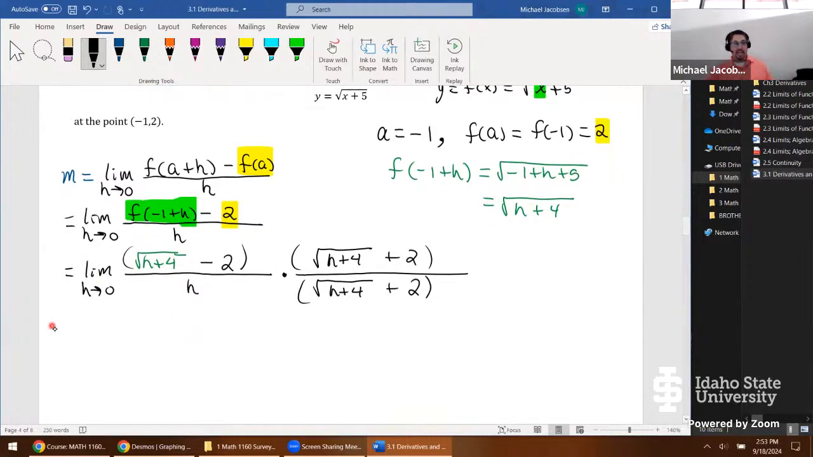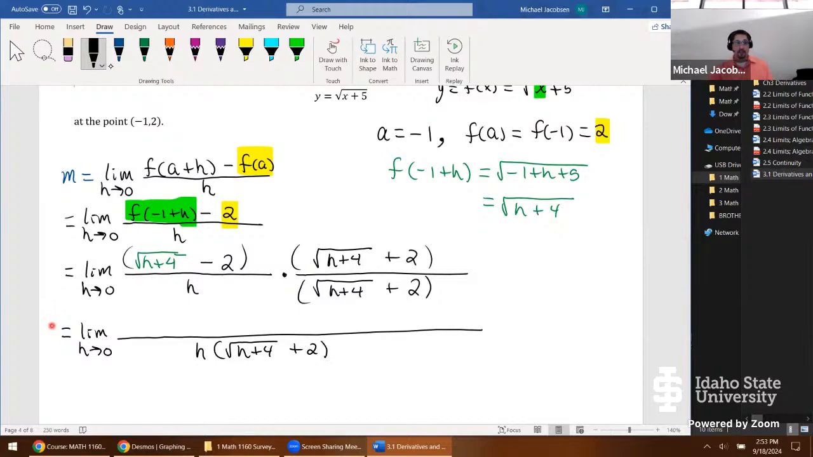So next line, we have limit h goes to 0 of one huge fraction now. It gets a little bit worse before it gets better, but it cleans up really quickly on this problem. We're taking h times the group, root h plus 4 plus 2. Now let's start the distributions in the numerator. First, I'm multiplying this to this. But if you take root h plus 4 times the root of the same quantity, the square root falls off and it's just h plus 4.